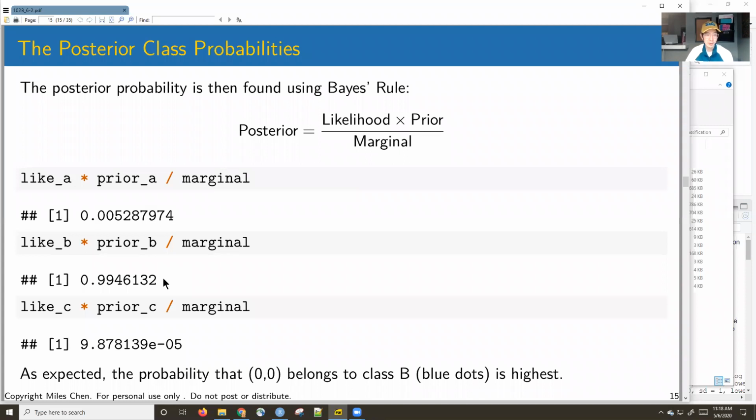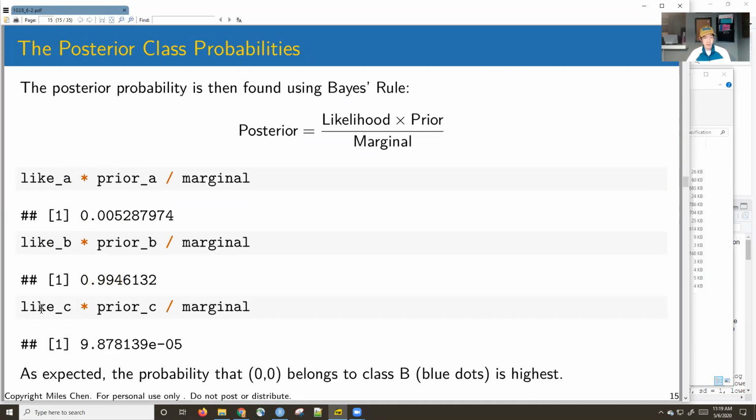Remember, for Bayes' rule, the posterior probability that we want is the likelihood times the prior divided by the marginal. I've calculated all of these values. So if I do likelihood times prior divided by marginal, this is the probability that it belongs to A, and we have 0.005, so about 1/2 of 1%. The probability that it belongs to class B is around 99.5%, 0.9946.